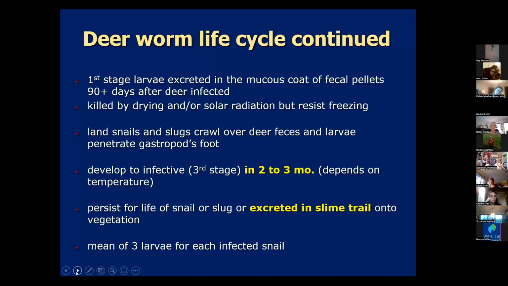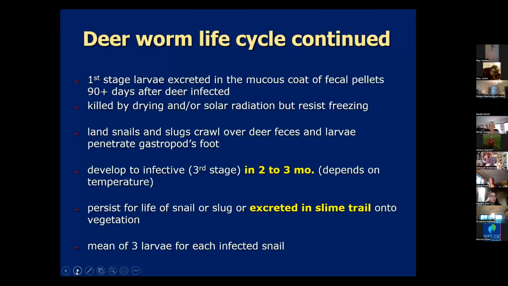At Cornell, with the snails we raise in the colony at Cornell, it usually takes about 2 to 3 months, and we have them at 70 degrees Fahrenheit. We have them at room temperature. So in warmer temperature, it'd probably happen a little faster. And then it can stay inside the snail or the slug, or it can be excreted in the slime trail.